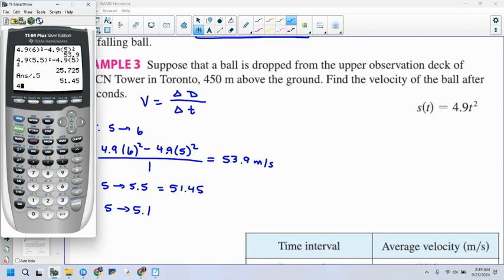So difference in distance, 4.9 times 5.1 squared minus 4.9 times 5 squared. Oh, shoot, hold on. Forgot my squared. Oh, wait, that's what I did wrong. Did the point ones twice. Delete. There we go. And then I divide that by, now what's my time differential? 0.1 seconds. 49.49.